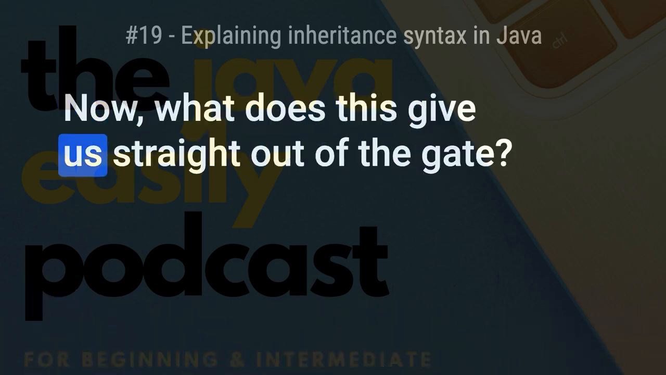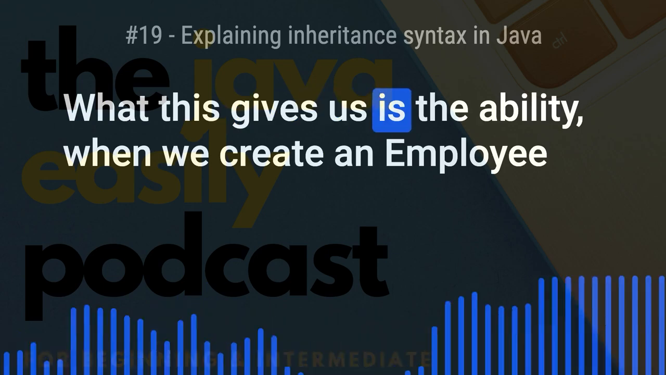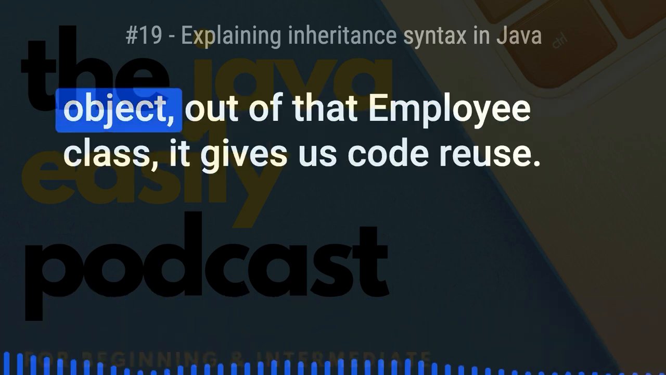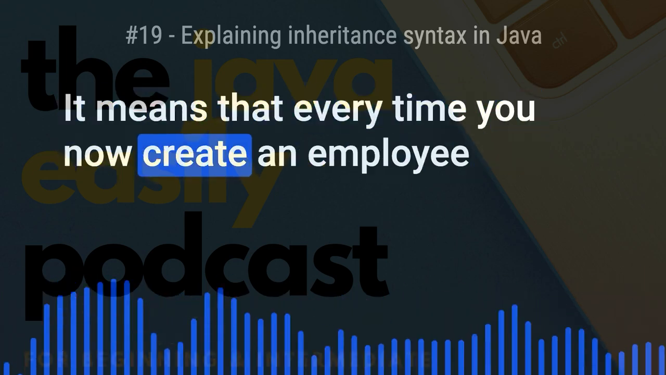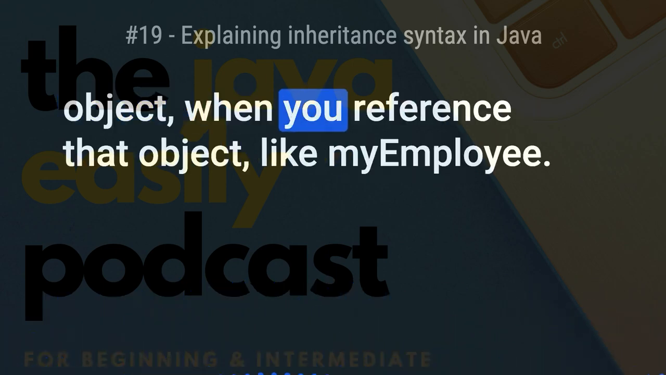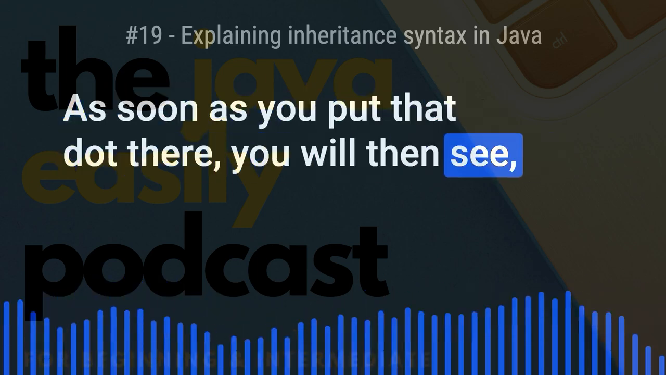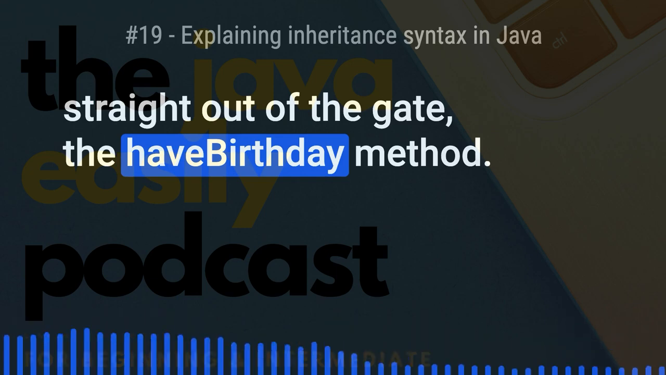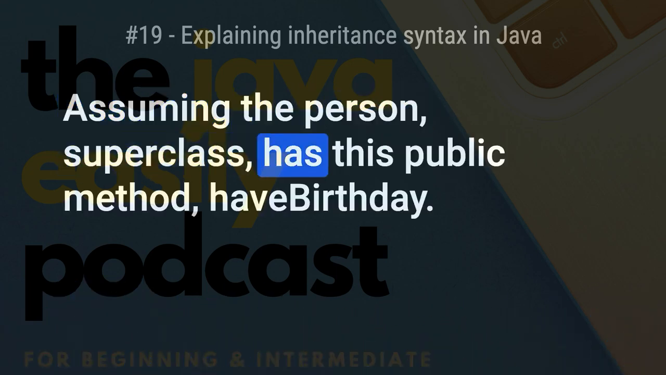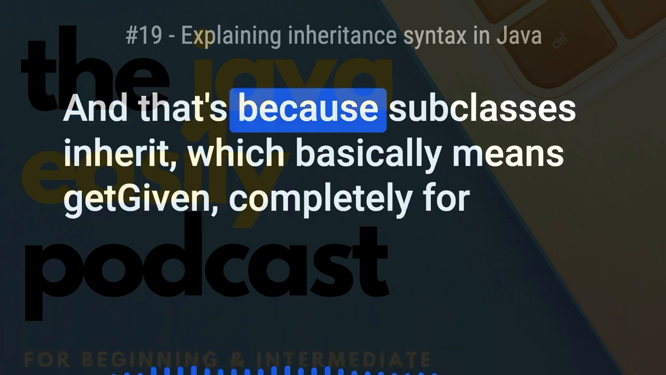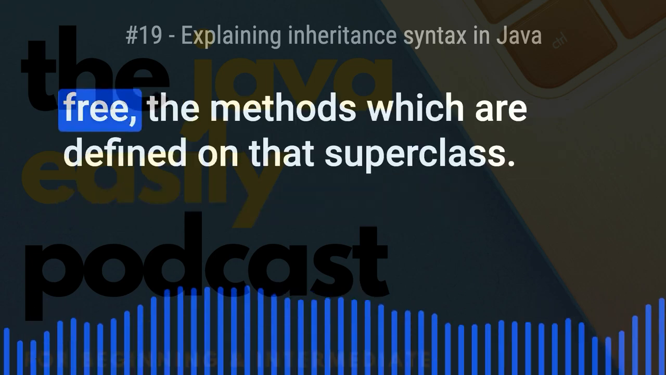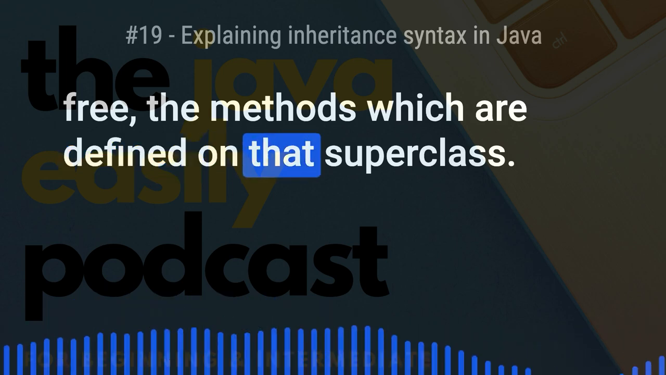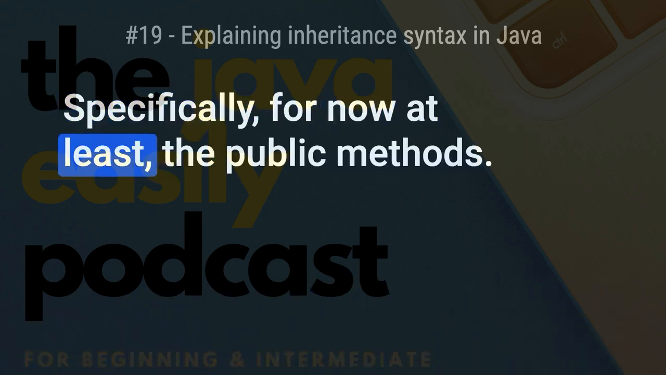Now, what does this give us straight out of the gate? When we create an employee object out of that employee class, it gives us code reuse. Every time you create an employee object and reference it, like myEmployee dot, as soon as you put that dot there, you will see, straight out of the gate, the haveBirthday method, assuming the person superclass has this public method, haveBirthday. That's because subclasses inherit, which basically means get given completely for free, the methods which are defined on that superclass. Specifically, for now at least, the public methods.